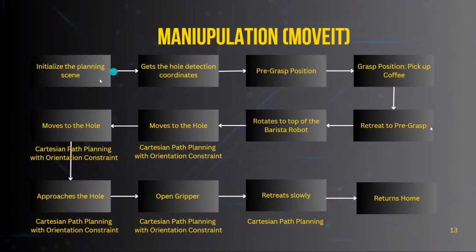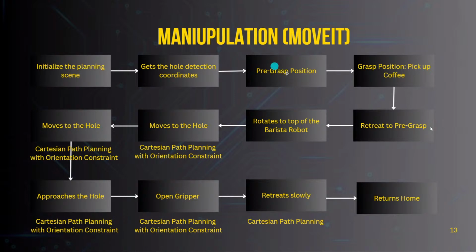So first we initialize the planning scene, and we get the hole coordinates. The whole file doesn't run without this. So it has to be subscribed to this, and only when it reads the topics, all four hole positions are sent one at a time. So four holes, batch by batch it goes. So we get the hole coordinates, and then we move to the pre-grasp position.